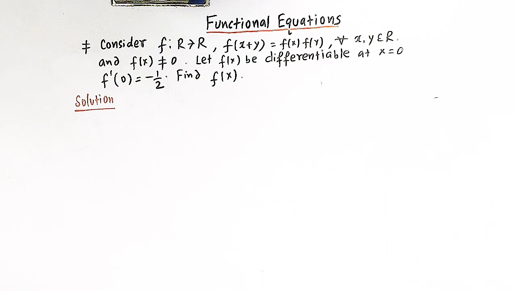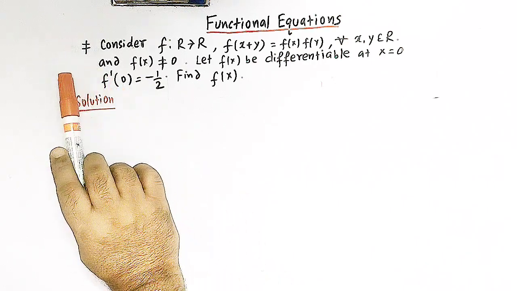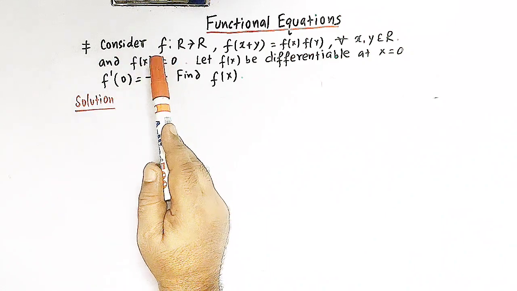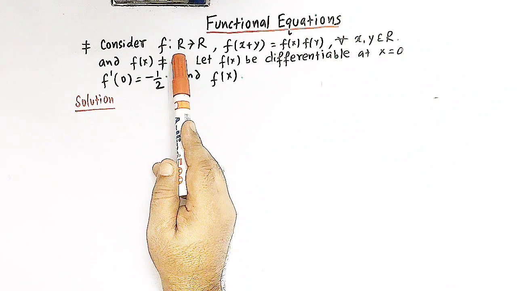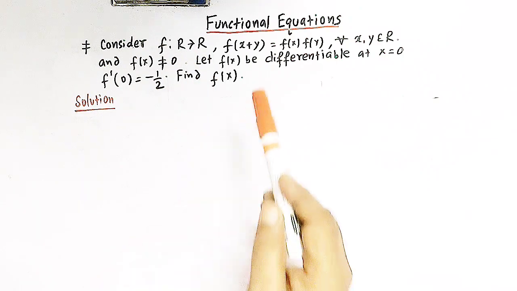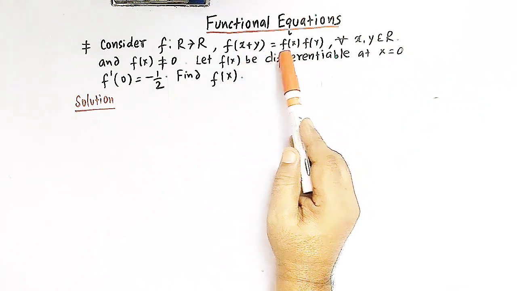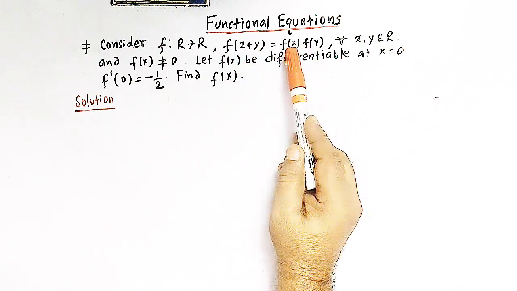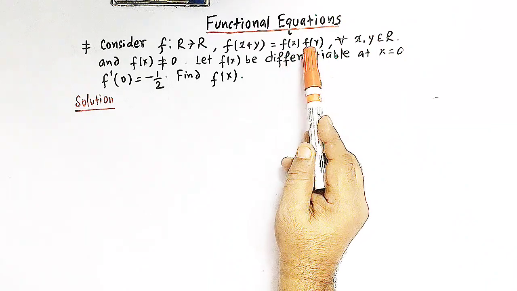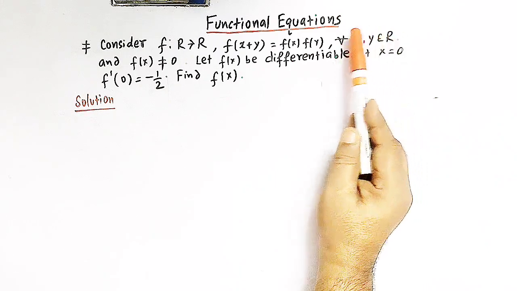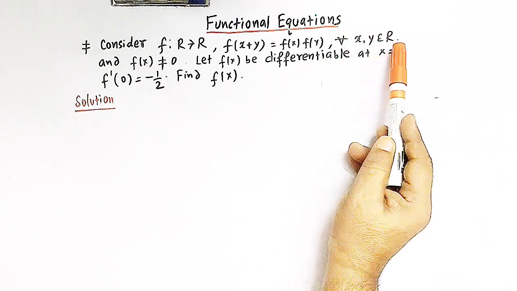Hello viewers, in today's session we are going to discuss another important and conceptual problem from functional equations. Here we are given a function f from R to R, where R is the set of real numbers, and the equation f(x + y) = f(x) f(y), that is the product of f(x) and f(y). This functional equation is valid for all values of x and y belonging to the set of real numbers.